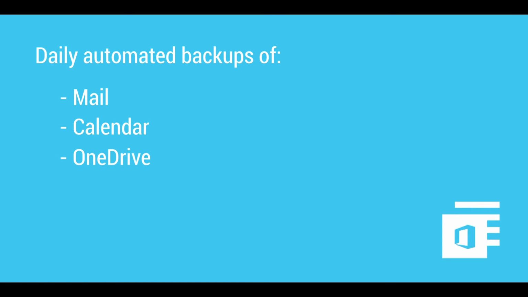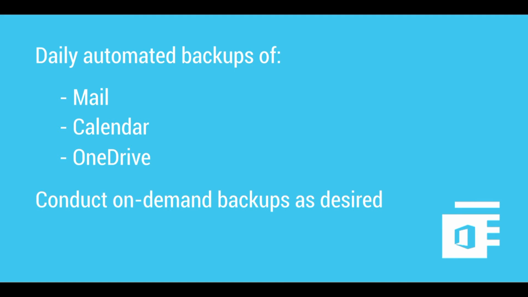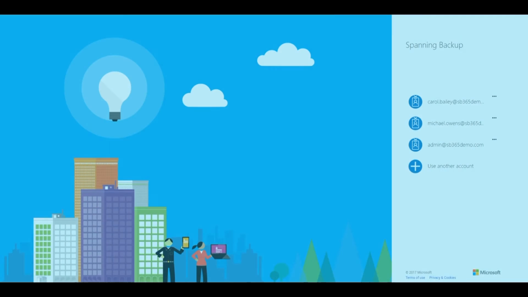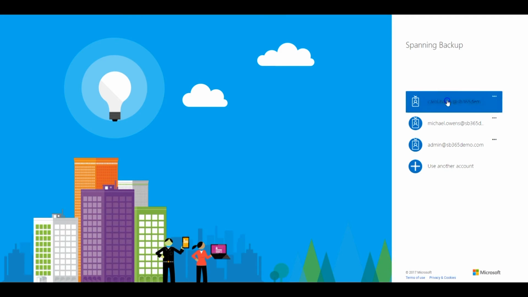Spanning backs up your Office 365 mail, calendar, and OneDrive data every day, and you can conduct on-demand backups anytime you like. Here's how it works. Log into your Spanning Backup account with your Office 365 credentials.